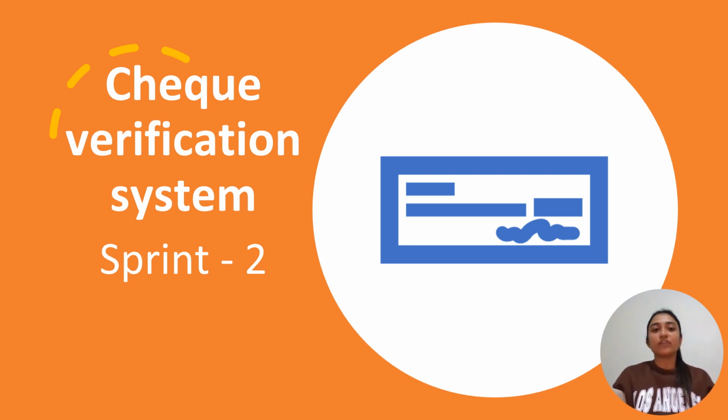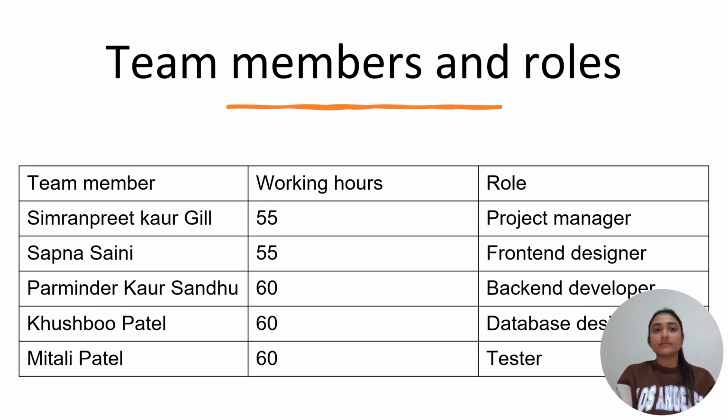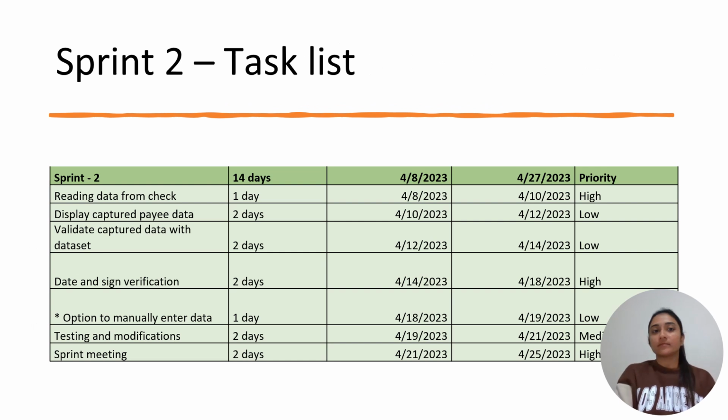My project is the check verification system. There is a team component. There is a start and end date of Sprint 2. We have 5 team members according to our rules. The main task is Sprint 2.